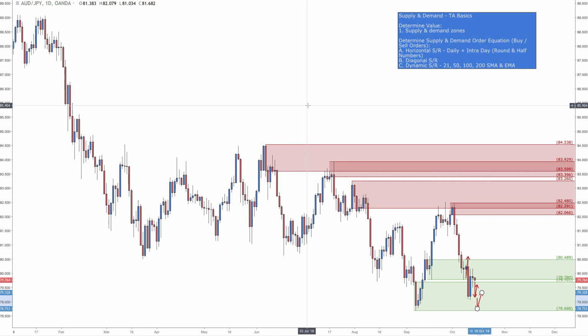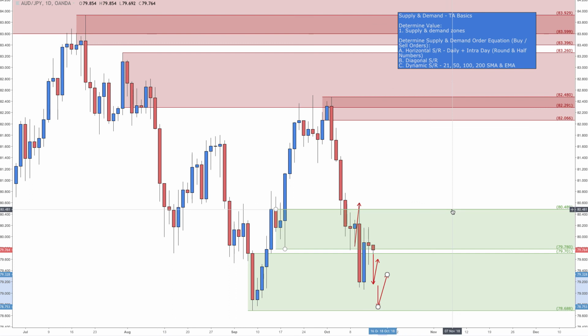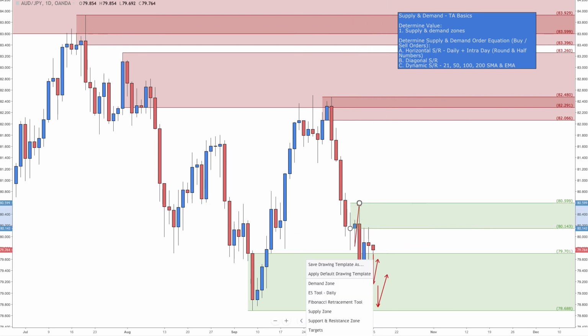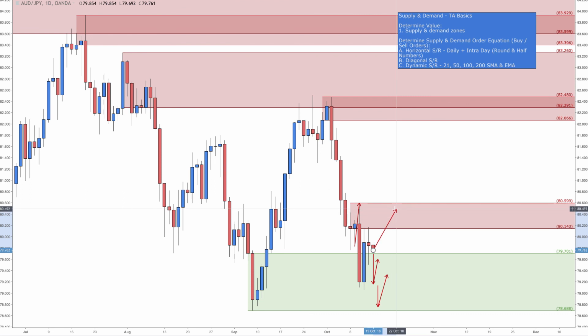And I think we do have a supply zone created right here. So you'd be waiting for prices to come into this zone before looking to get short. Prices pull back anywhere within here, this is where you're looking to get short if we have a risk on environment. So that's it for this week.